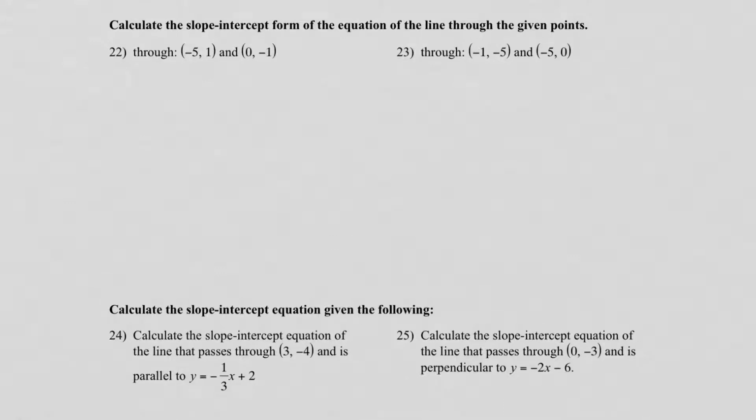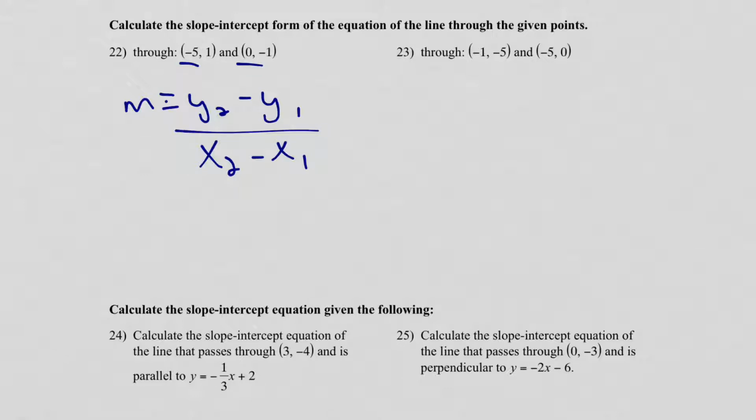Same concept in 22 and 23. The difference is that instead of being given the slope, we're now going to have to calculate it. And we did this earlier on. The slope is equal to y2 minus y1 over x2 minus x1. So we have to make that calculation first with the 2 sets of points. Okay, and then from there, we'll do what we did in the previous question. We take the slope and any one of the 2 points, and we will calculate the y-intercept.